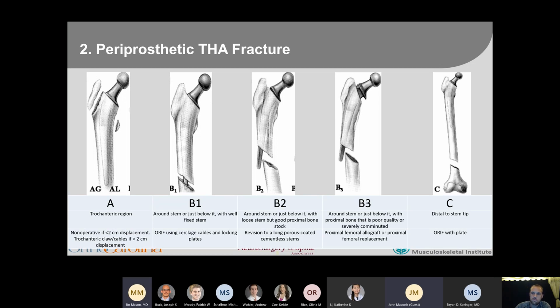Eric, the only other thing to add there is that if you get an A fracture and a lesser trochanteric fracture in the absence of pain, they'll test this pretty frequently. That's a metastatic tumor, a metastatic lesion.